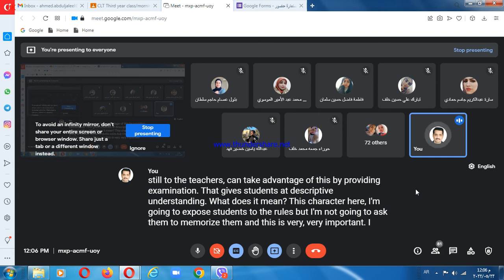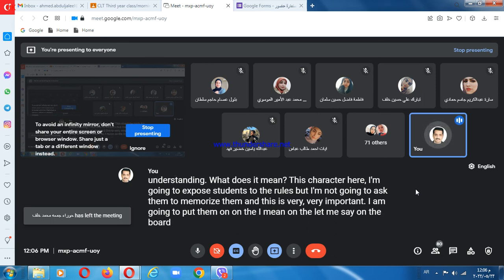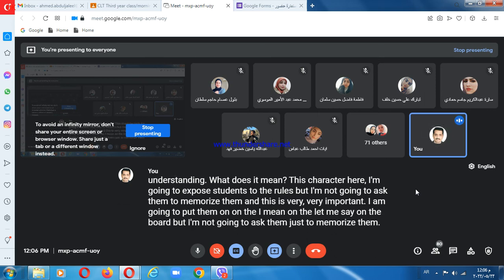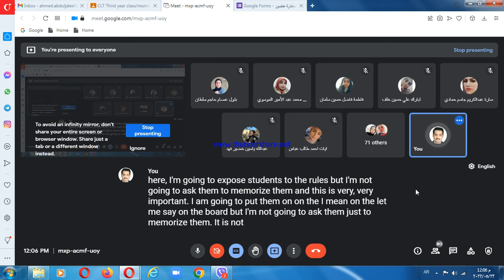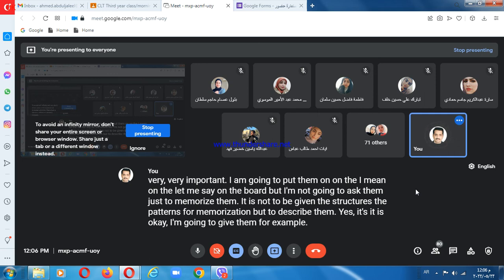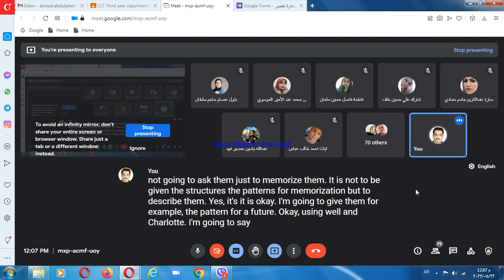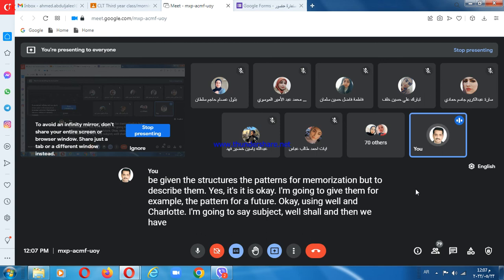I am going to put them on, let me say, the board, but I'm not going to ask them just to memorize them. It is not to be given the structures, the patterns for memorization, but to describe them. Yes, it is okay. I'm going to give them, for example, the pattern for the future using will and shall. I'm going to say subject, will, shall, and then we have the base form verb. Okay, but not to be memorized, but to be recognized.